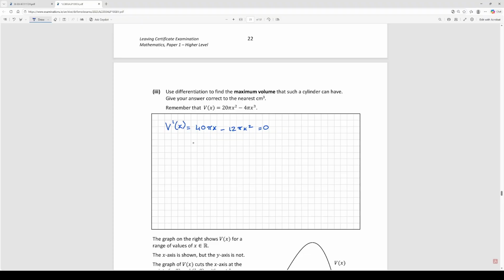Now I'm going to factorize. I know people wouldn't like to do this. You could technically do the minus b formula, bizarrely. If you did a was minus 12 pi, b was 40 pi, and c was 0, you could do the minus b that way. Have a look at that and see if you know where I got all that from.